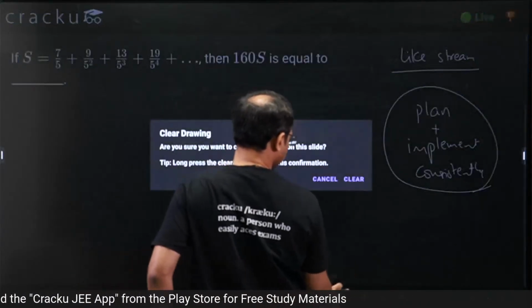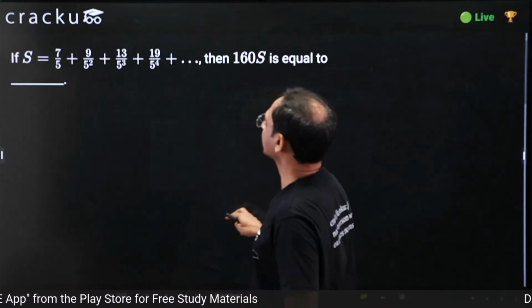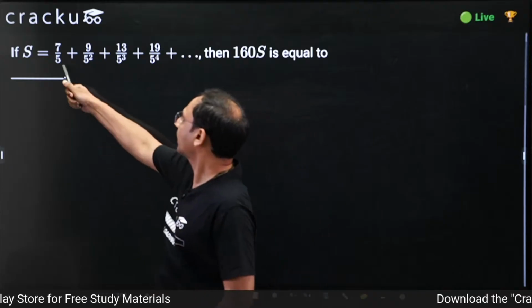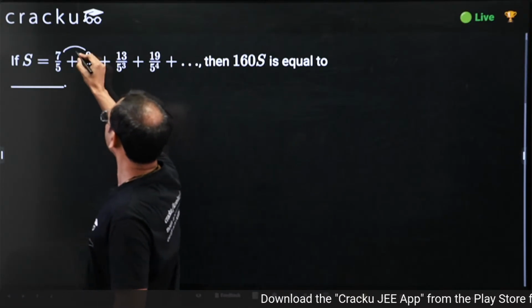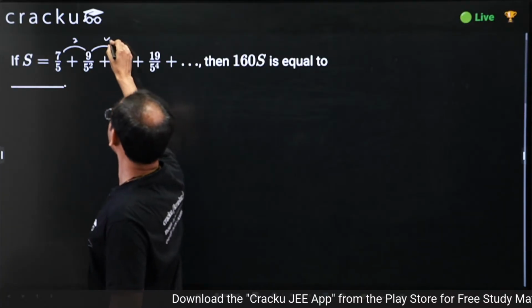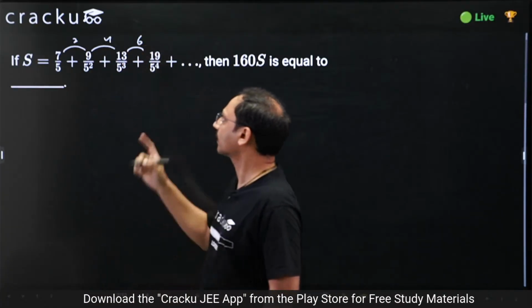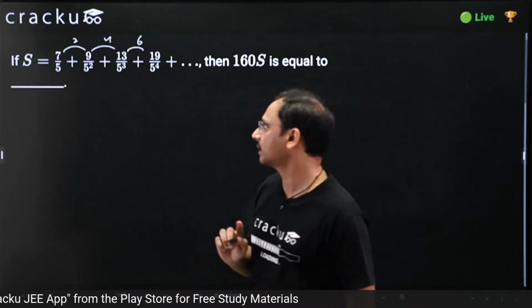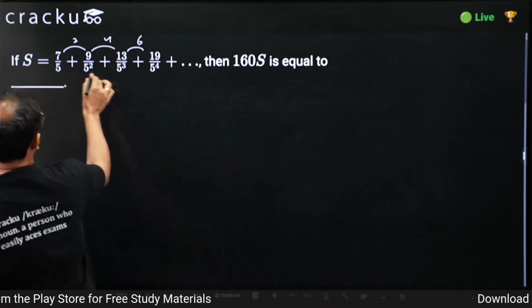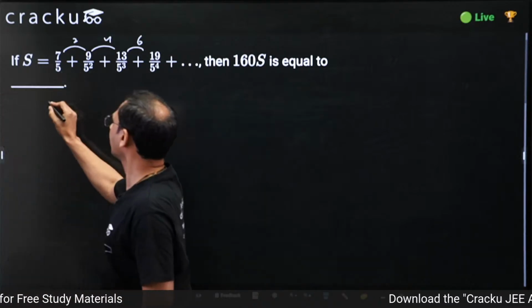All right, guys. Let us look at this question. Here also I can see a GP, but look at the numerators. The difference is 2, 4, 6 and so on. The differences are again in AP. So we will do the same thing that we did in the previous problem. Here the common ratio is 1 by 5.